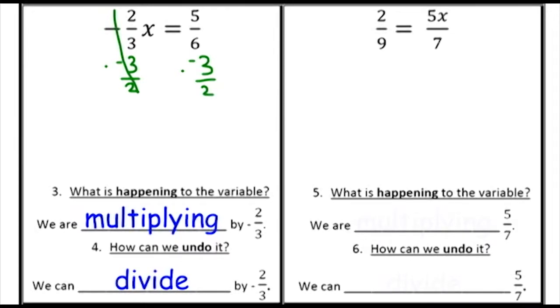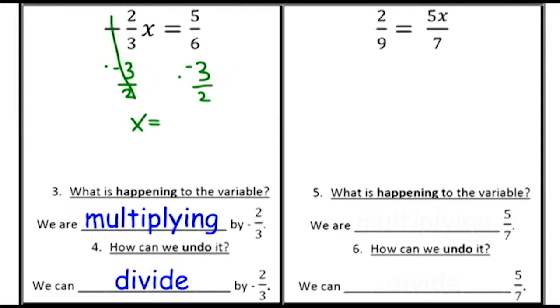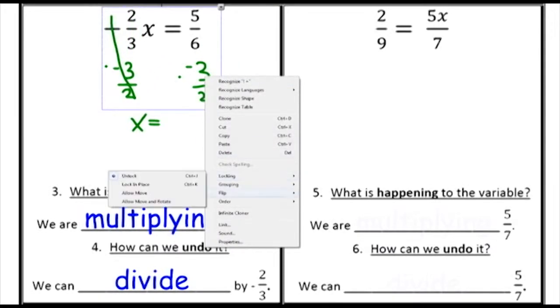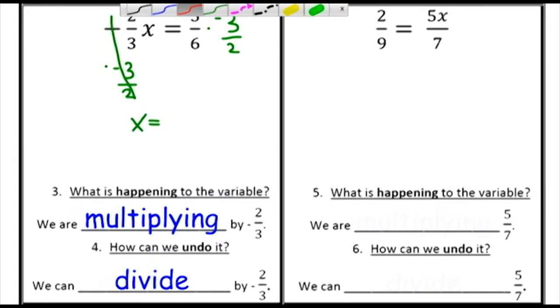Likewise, if I tried multiplying this, 2 times 3 is 6. 3 times 2 is 6. The negatives cancel out. So I end up with x equals, and I'm going to move my fraction up so I can look at it a little bit closer. Sometimes it's easier to see the fractions when they're next to each other. 5 times negative 3 is negative 15. 6 times 2 is 12.